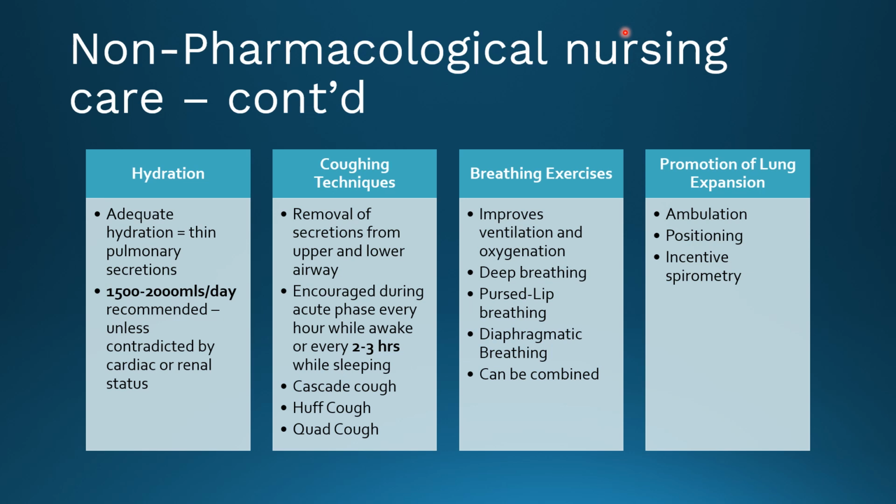Next, we have some breathing exercises, which can improve ventilation and oxygenation. These breathing exercises are such as deep breathing, which is a slow, controlled inhalation. And we can use something called an incentive spirometer to help patients visualize this. Next, we have pursed lip breathing, which is where deep inspiration happens and very slow expiration is completed through pursed lips. And this just helps prevent alveolar collapse.